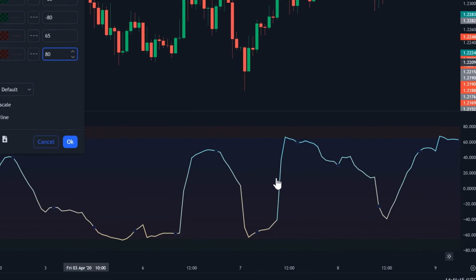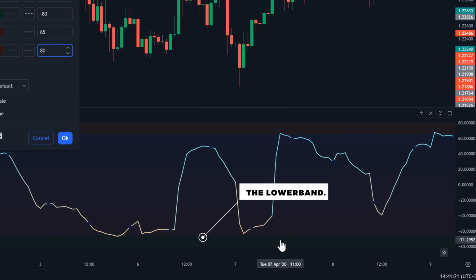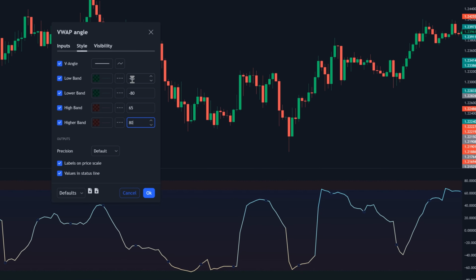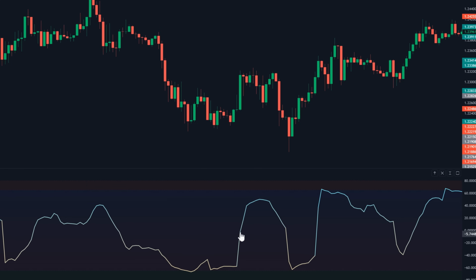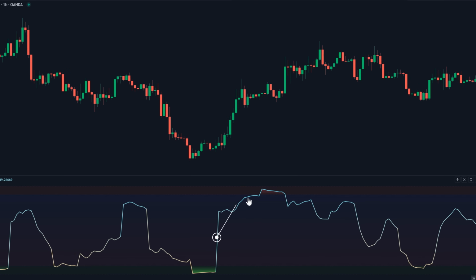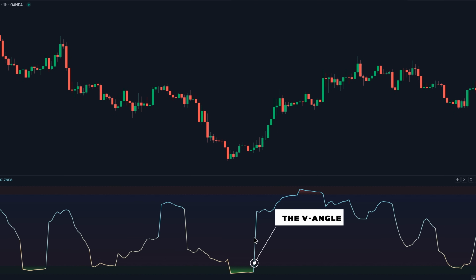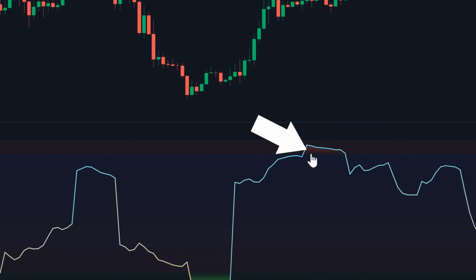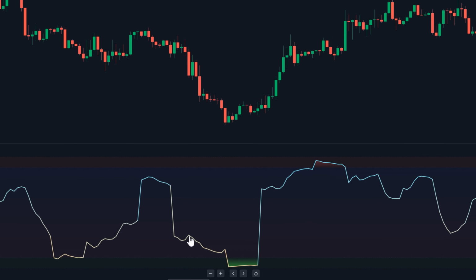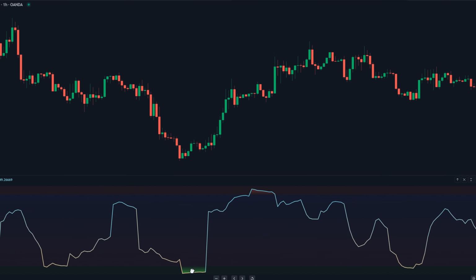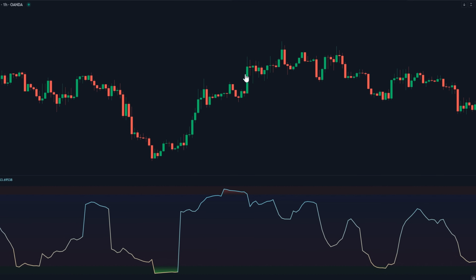On the other hand, this lower green level is called the lower band. It starts at the minus 65 point on this indicator scale and goes all the way down to minus 80. Now, what about this line? What is it called? Well, this is the V angle. And as you can see, whenever the V angle gets into the higher band, it's going to get highlighted by this red gradient color. At the same time, whenever it goes into the lower band, it's going to get highlighted with a green gradient.